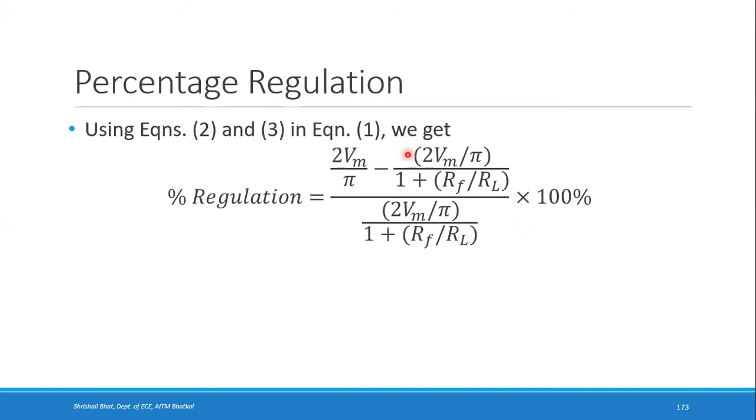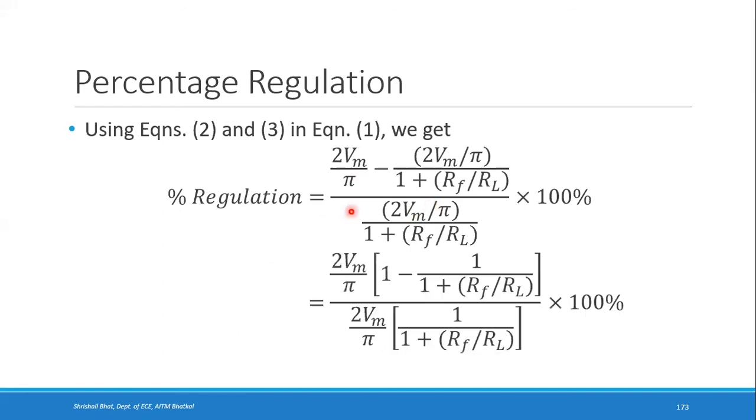So what is common among this? In these two, 2 Vm by pi is common. I can keep it outside. Similarly, here there is 2 Vm by pi. I can keep it outside like this. 2 Vm by pi is common. What is the factor remaining is 1 minus 1 divided by 1 plus Rf by Rl.